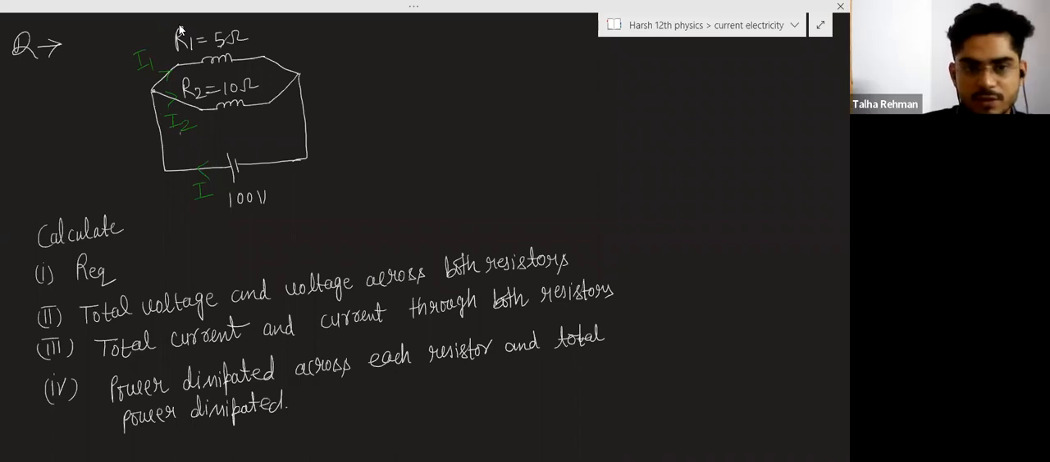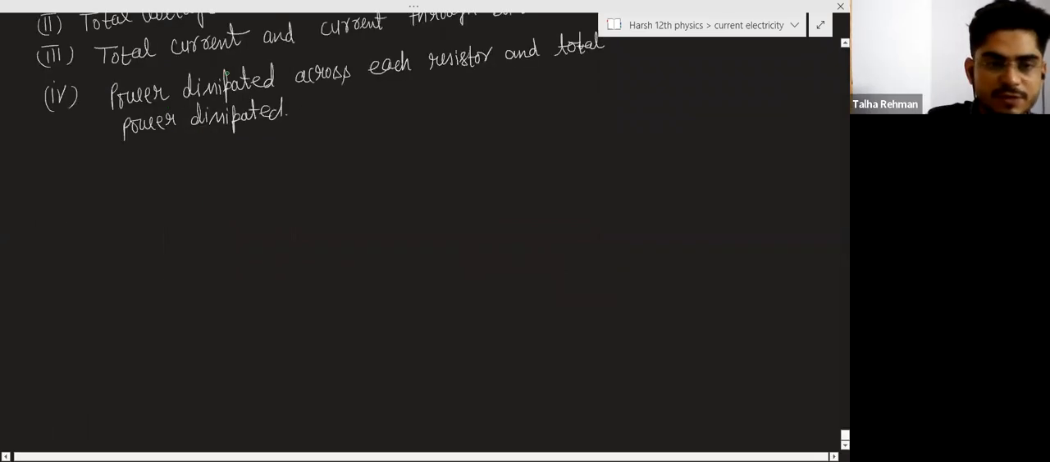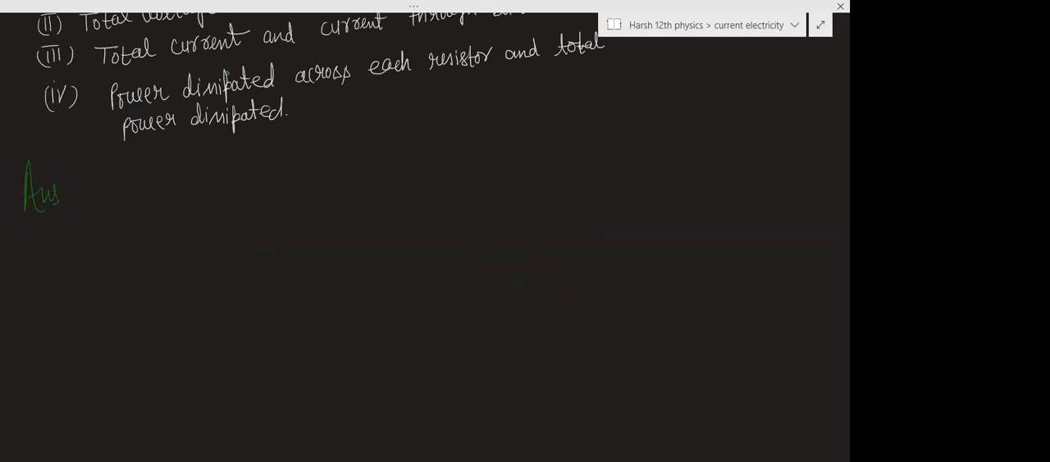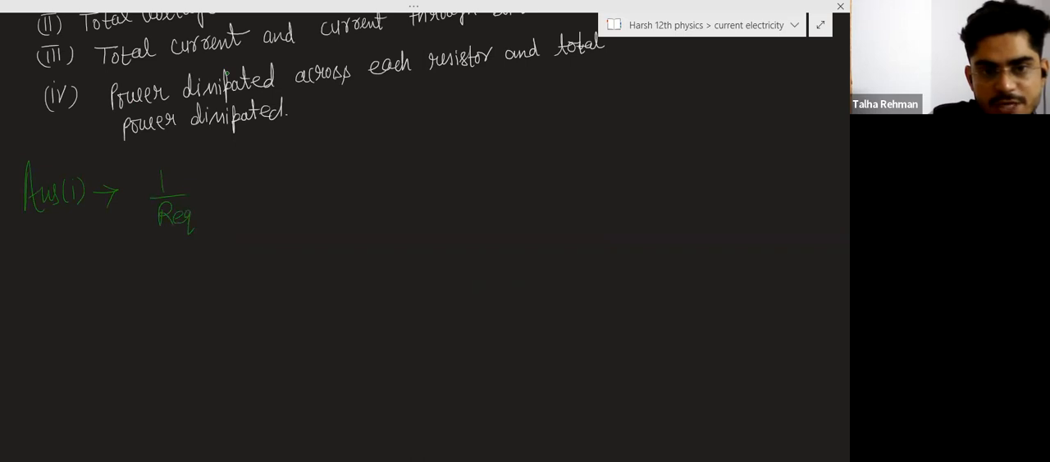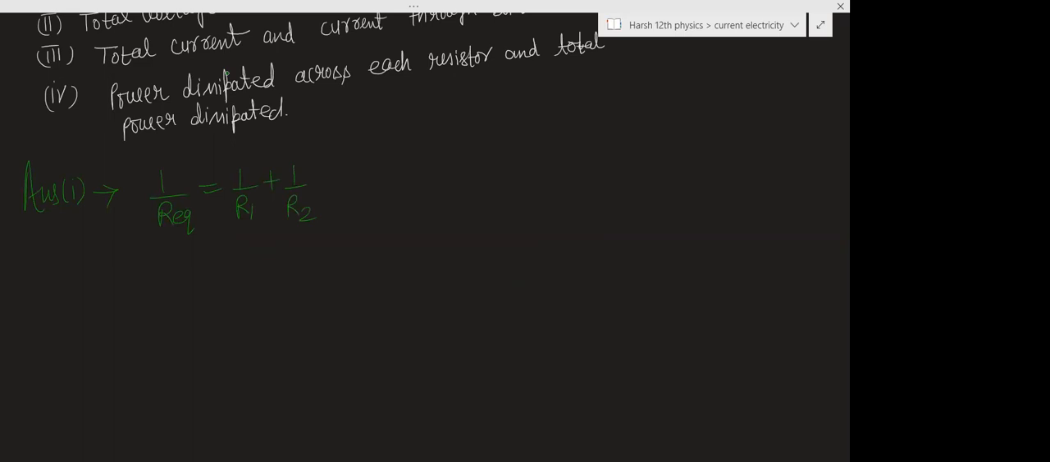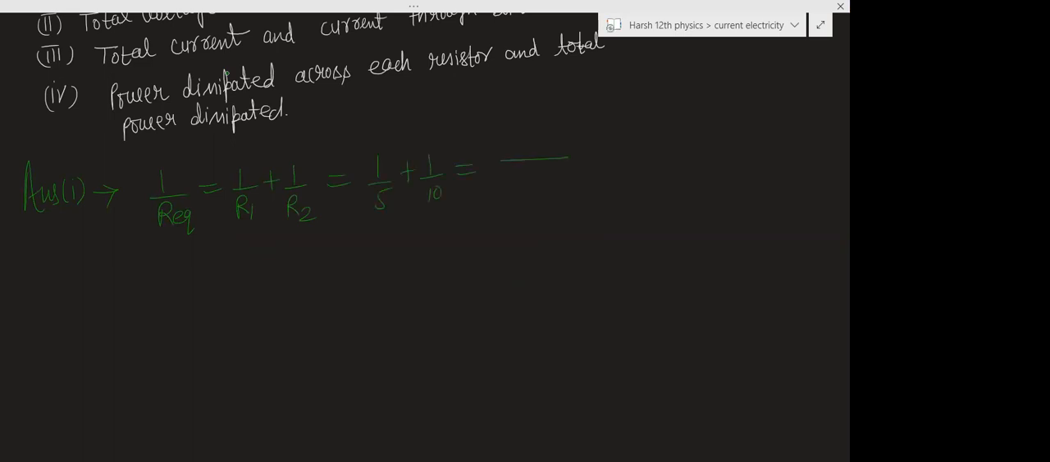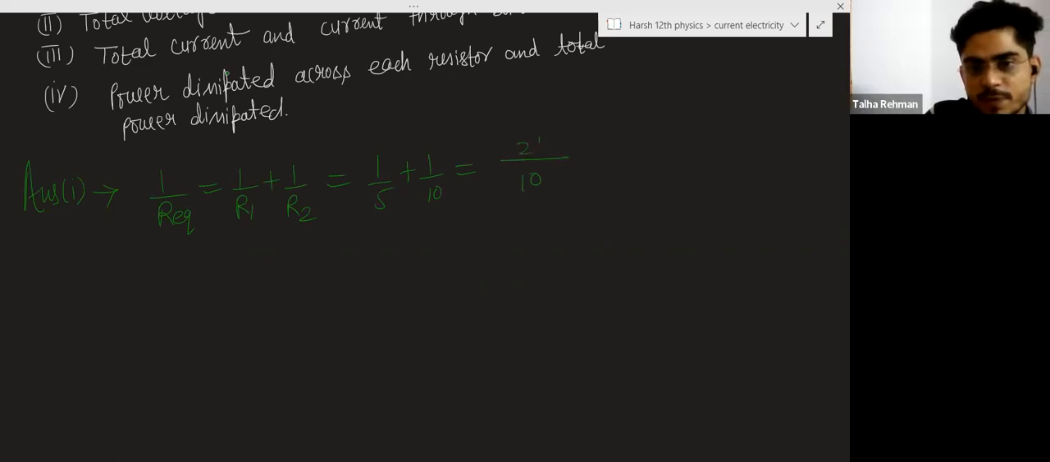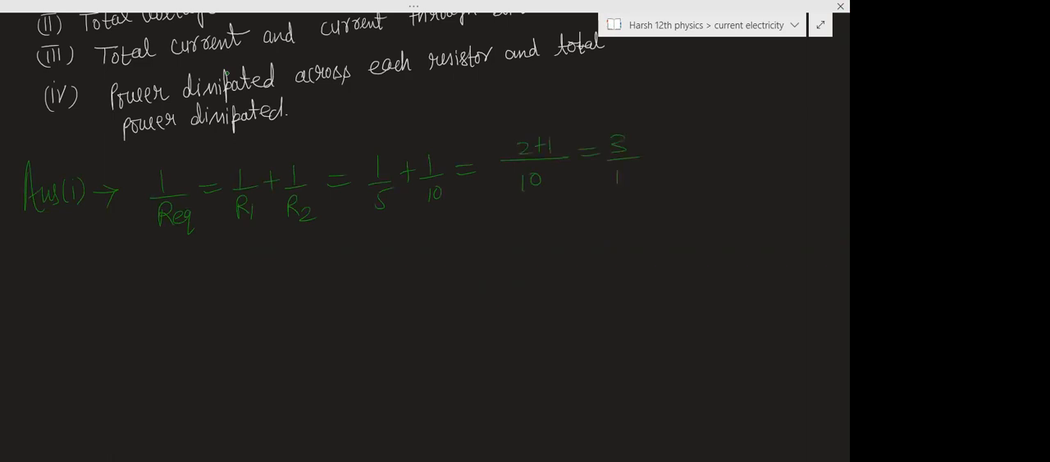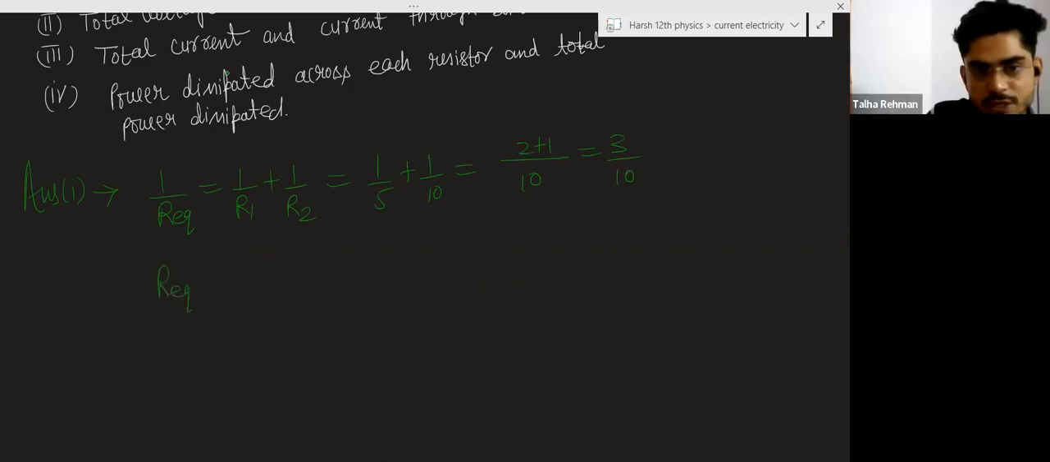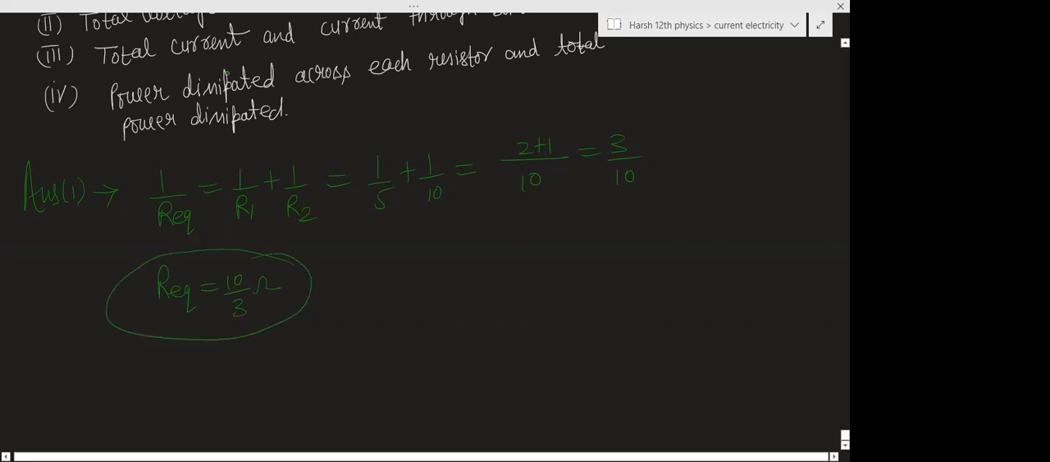Okay. We have two resistances. Answer one. R equivalent is 1 by R equivalent equal to 1 by R1 plus 1 by R2. This will become 1 by 5 plus 1 by 10, which is equal to 2 plus 1 by 10, that is 3 by 10. So R equivalent you will get 10 by 3 ohm.